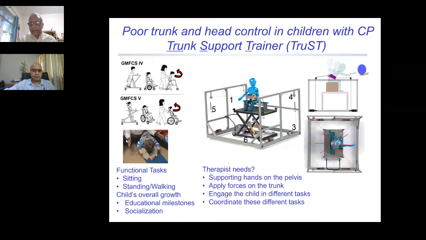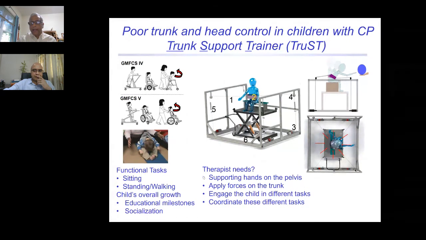So you see a single therapist here, but you may require a lot more, because you have to manipulate the body in certain areas. You have to challenge the child. You have to support the child. Some of these things are almost impossible for a physical therapist to do, right? So what you really need is a magical therapist who has many hands.